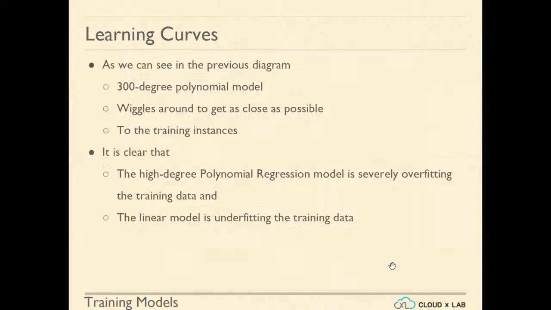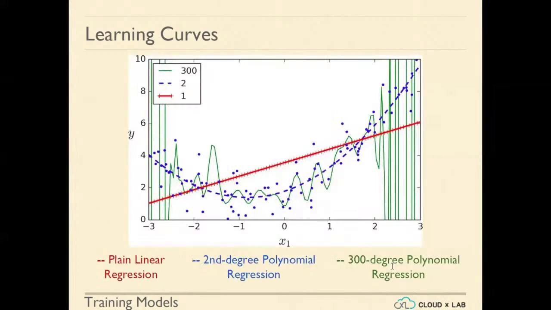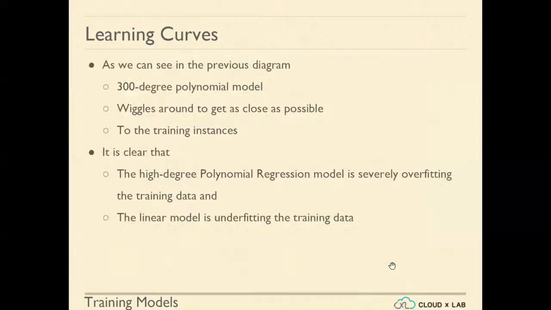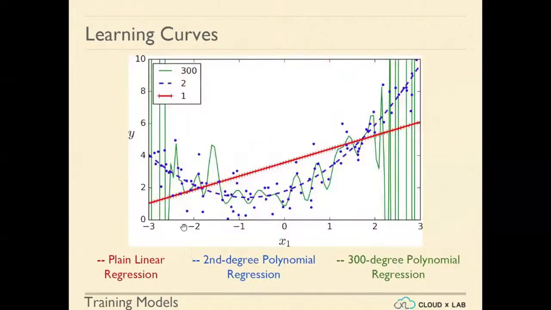Okay. So as we can see in the previous diagram, the 300 degree polynomial is trying to fit each and every data point, and will also fit the noise present in the data. So it will create an overfitting problem, right? So the high degree polynomial model is severely overfitted to the training data, and the linear model is underfitting, right? Because this model is too simple, right?